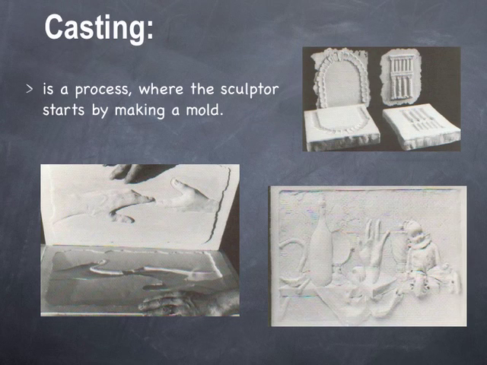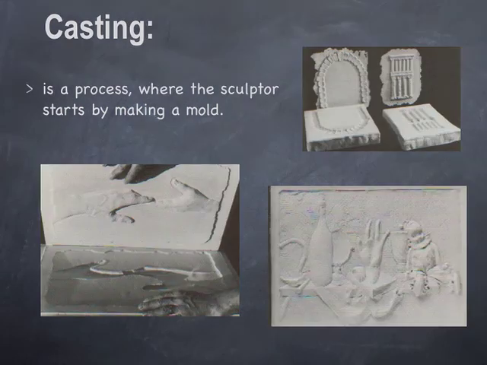Casting is another one of our 3D processes. This is where a sculptor starts by making a mold, and you can see the mold here on the left, where the artist has made some hands, carved them out of a piece of plaster, and then within the plaster you pour into it another material, a wet material, and you leave it to dry, and then you can pull out the cast.